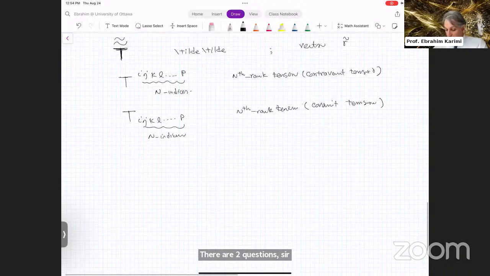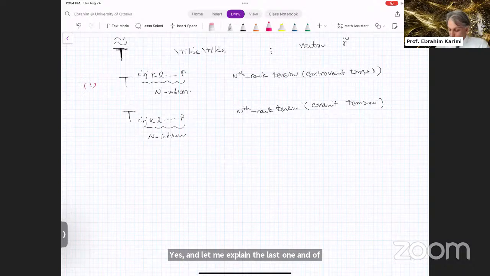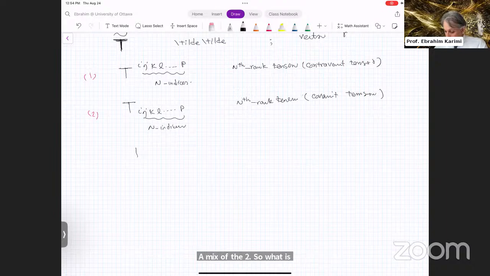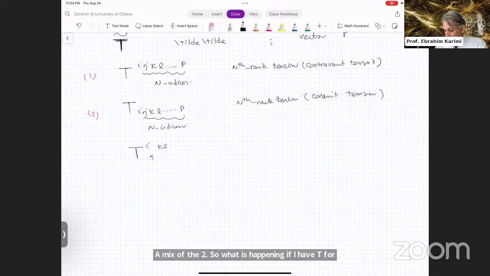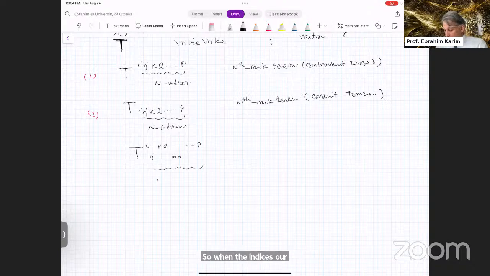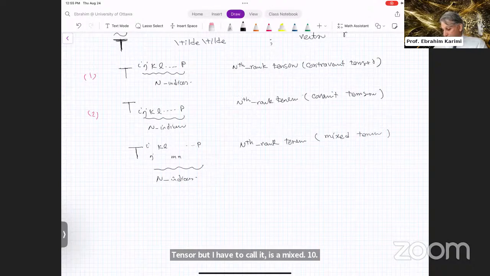Yes, and let me explain the last one, and of course, the vision will come back to you. Now I can have a mix of the two. What is happening if I have T, for example, I, J, K, L, M, N, until P. When the indices are mixed like that, it is again an nth rank tensor, but I have to call it a mixed tensor. That's a third case.